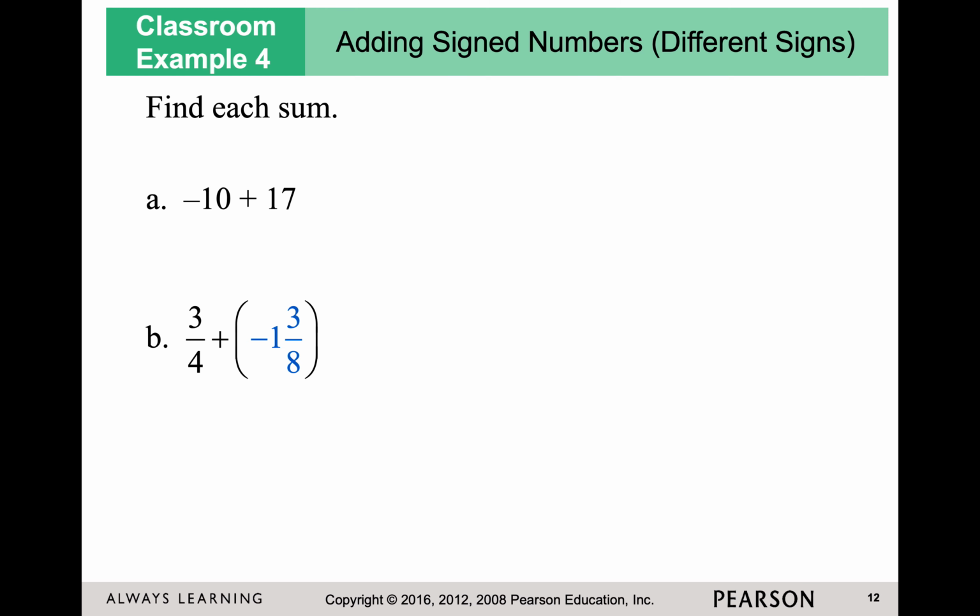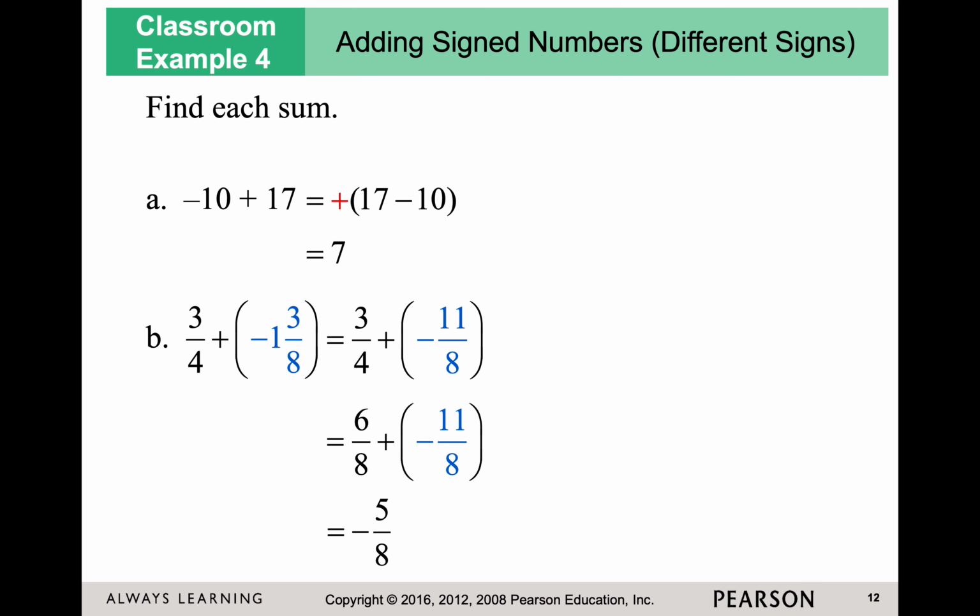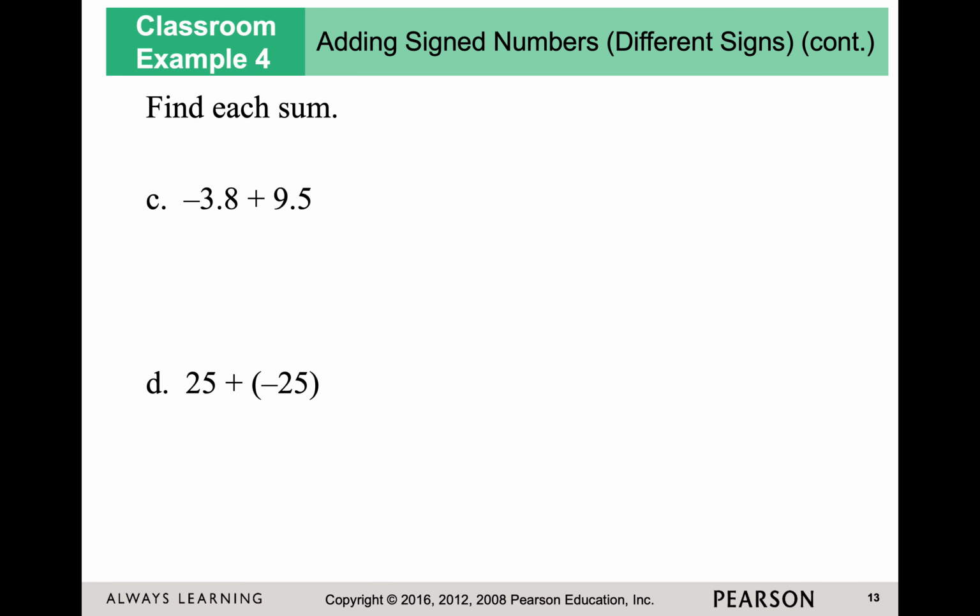So negative 10 plus 17, 17 is larger. It's going to be a positive answer. 17 minus 10 is going to be 7. Here, negative 1 and 3/8 is the larger number because it's larger than 3/4. So I'm going to keep that. My sign is going to be negative as an answer, and this would be read as 1 and 3/8 minus 3/4, which would be negative 5/8, because negative is seen as subtraction. Larger one's 9.5, 9.5 minus 3.8. The larger one here, well, they're equal. And if I have two opposites, they cancel out. So it's going to be 0.